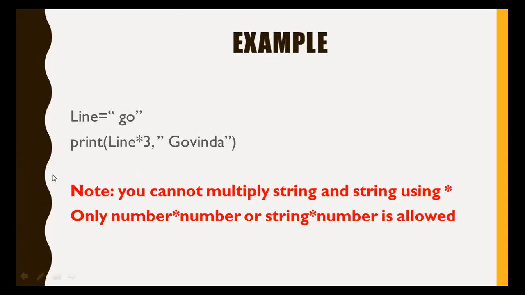So here line equal go. What is line? Line is a variable. I am storing go in it. Now print line asterisk 3. Multiply 3 means line will be printed multiplied 3 times. And this is text, so it will be replicated the number of times.